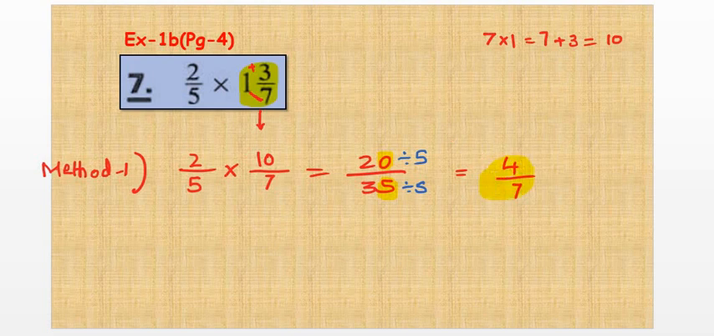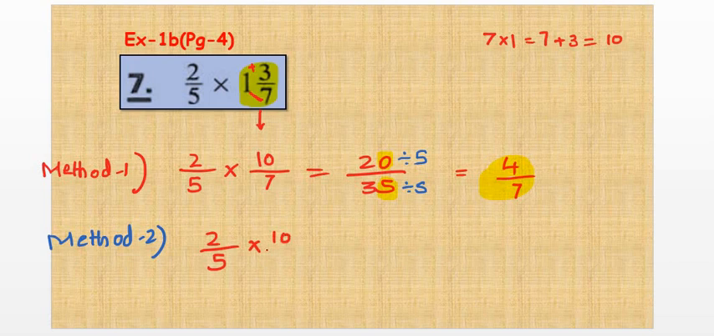Now let me explain you the second method. In the second method, you can simplify it in the beginning. Let's say I'm taking the same question, 2 out of 5 times 10 out of 7. What can you do now? Now here 5 and 10 both are in the times table of 5. So divide this one by 5. 5 divided by 5 will give us 1. Divide 10 by 5, it will give you 2. So finally, what are you going to get?